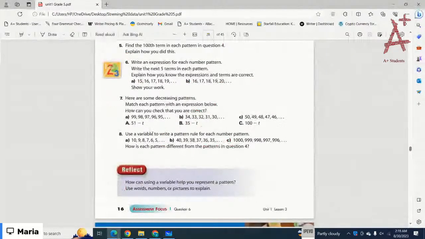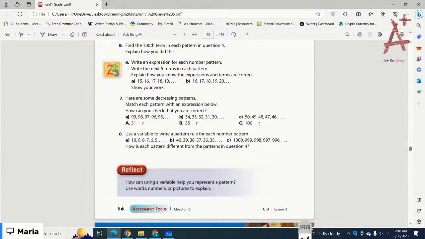Okay, question number 7. Here are some decreasing patterns. Match each pattern with an expression below. How can you check that you are correct? You have to match them. 99, 98, 97, 96, 95, right? Every time the pattern is decreasing by 1, and it starts with 99. So the correct option for this one is 100 minus t, right?